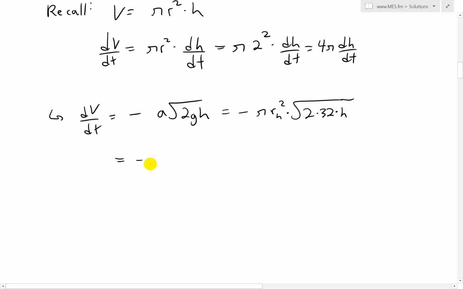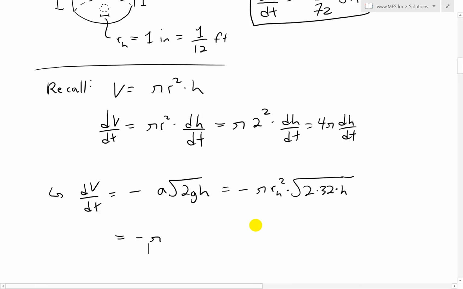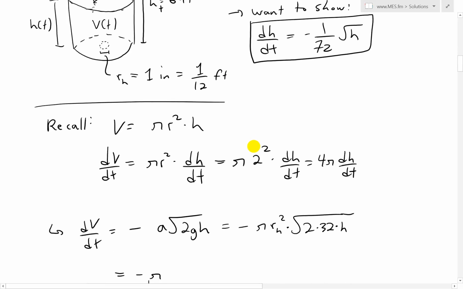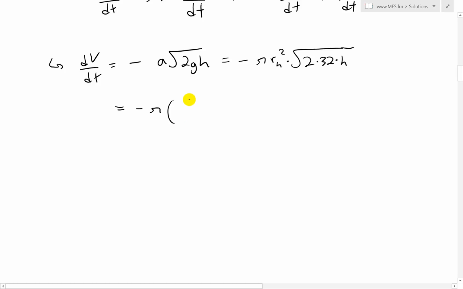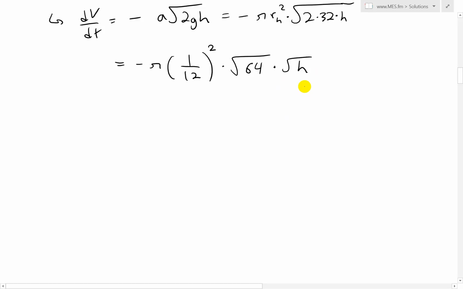So this is negative pi, simplified, r, yeah, r h. Remember r h was 1 inch, and 1 inch is 1 over 12 feet. In other words, 12 inches is 1 foot. So we'll put this as 1 over 12, because we're making all the units aligned with feet. So 1 over 12 squared, times 2 times 32, that's 64. And I'll take the square root of 64 to get this out, so we just have square root h by itself.